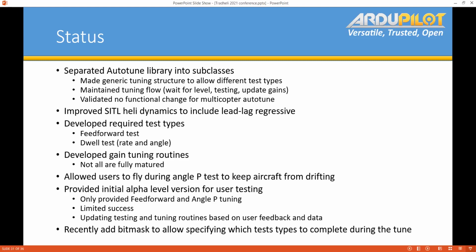Recently, I added a bit mask to allow the ability to specify what tests you want it to complete and the sequence. It keeps the same sequence. It just allows you to pick and choose which ones you want it to do during that sequence. So if you know what your feed forward gain is, then you can basically take that out and let it continue on with the rest of the tests. And you can, again, cut out different things. So I think, at least for now, it provides a little bit of flexibility in looking at some things and testing.